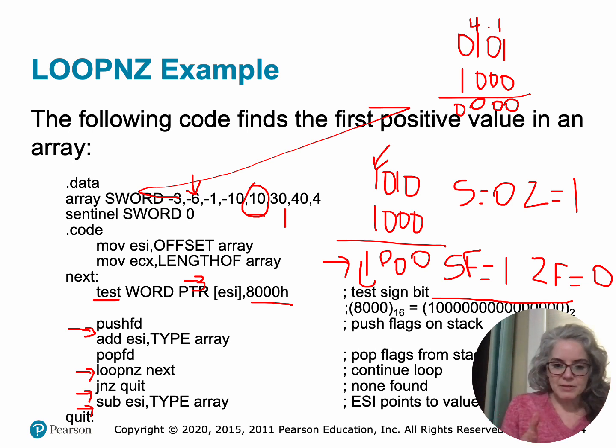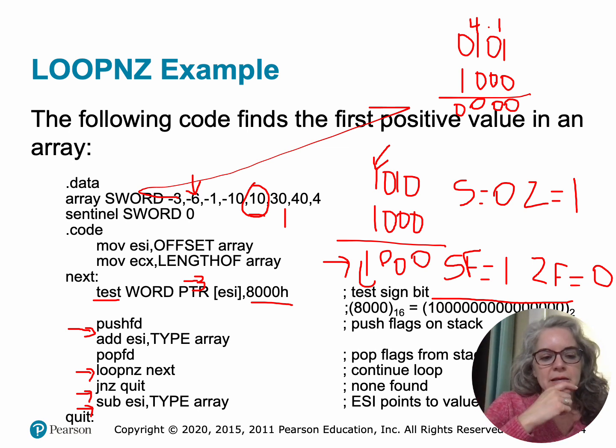So go ahead and type this code, run it, try to understand it. I want you to look at the flags as they get set, and see when test sets the 0 flag and the sign flag, depending on if it's a negative or a positive number.